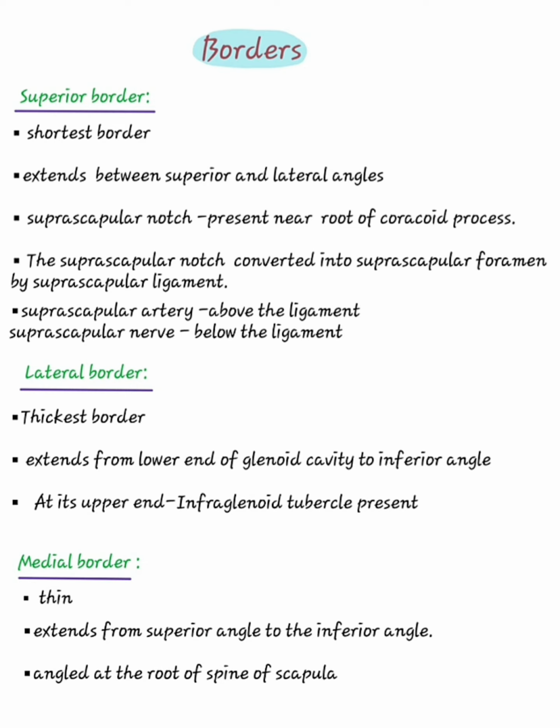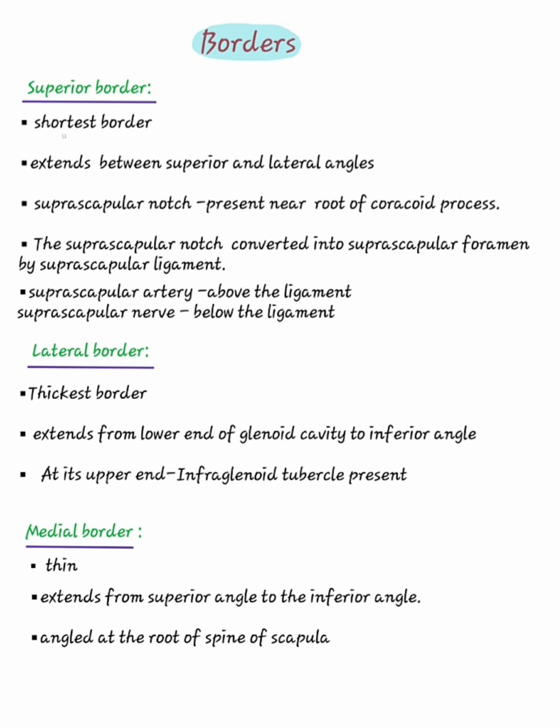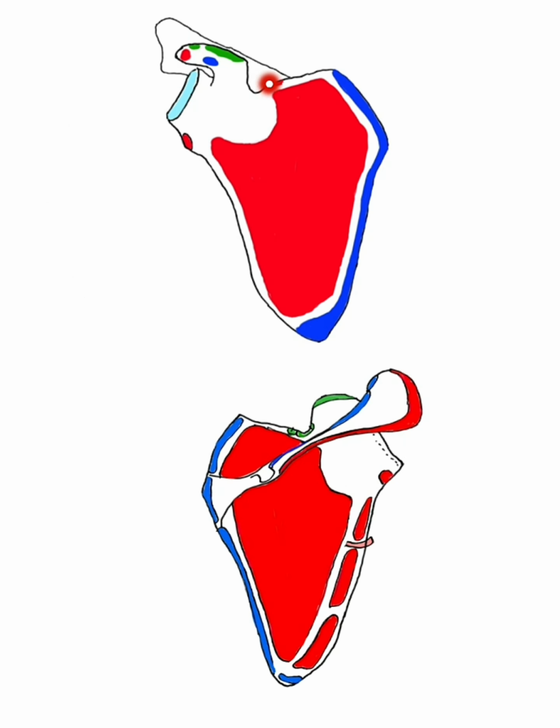Borders, three borders: superior border, lateral border, medial border. Superior border is the shortest border. It extends between the superior and lateral angles. Near the root of the coracoid process, it presents the suprascapular notch.